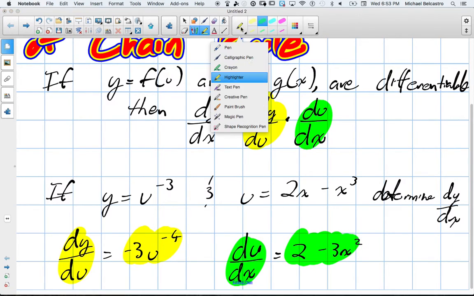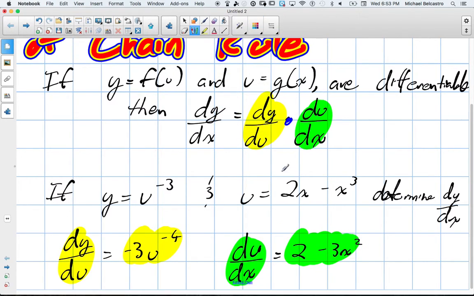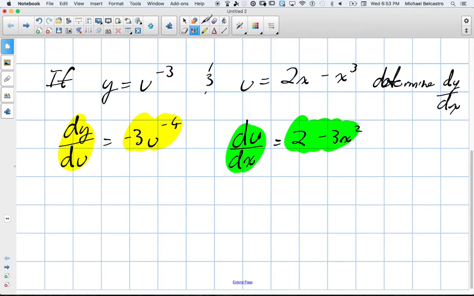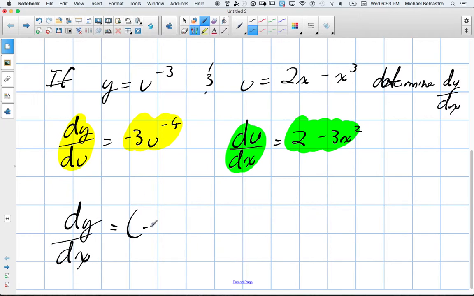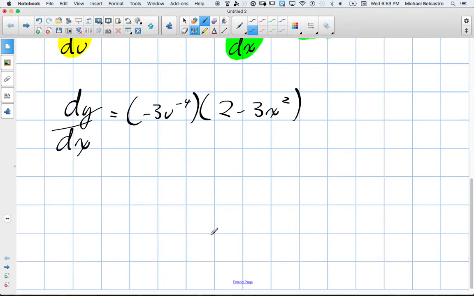So what does it tell us to do? Well, it tells us to then multiply these two equations together. Great. So in order to find dy over dx, I multiply the two. I'll set them in sets of brackets. Negative 3u to the power of negative 4 times 2 minus 3x squared. I'm going to make this a positive exponent. So it's negative 3 over u to the power of 4, times 2 minus 3x squared.